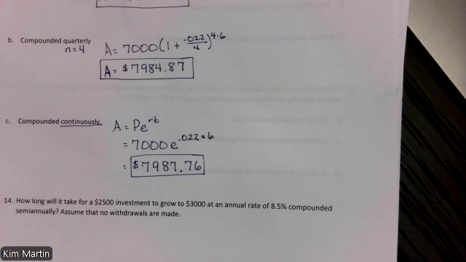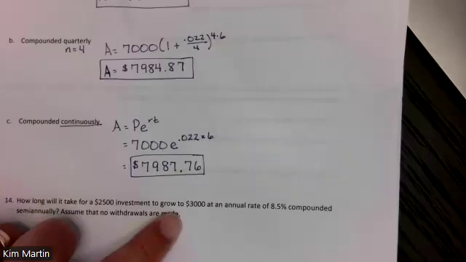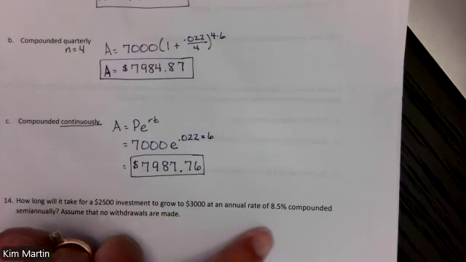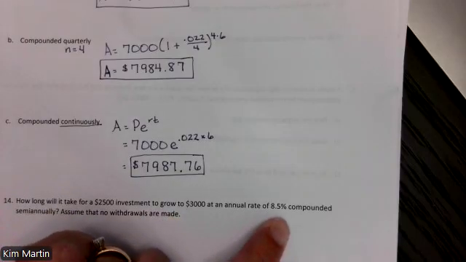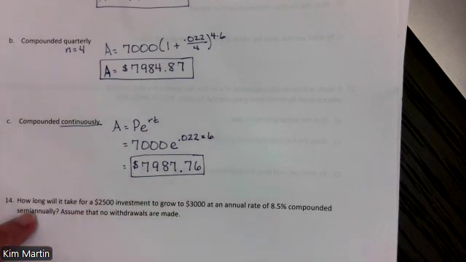How long will it take for a $2,500 investment to grow to $3,000 at an annual rate of 8.5% compounded semi-annually? Okay, that's going to be twice a year. Assume that no withdrawals are made. All right, so here's what we're going to do.